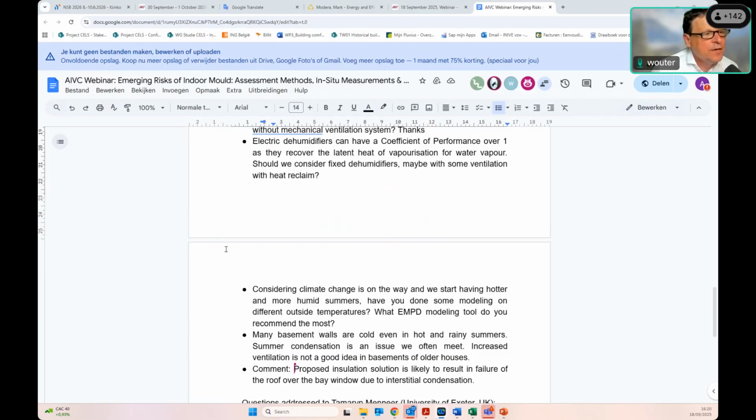Electric dehumidifiers can have a coefficient of performance over 1, as they recover the latent heat of vaporization of water vapor. Should we consider fixed dehumidifiers, maybe with some ventilation with heat reclaim?